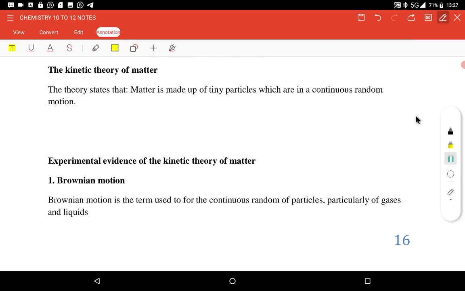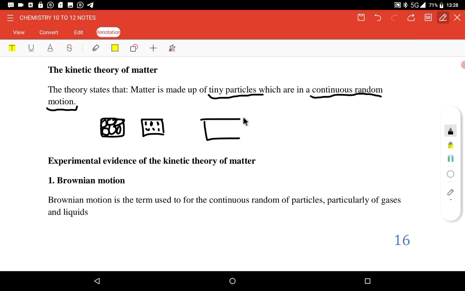The theory states that matter is made up of tiny particles, and these particles are in continuous random motion. It doesn't matter if it's a solid. You remember in solids, the particles are very closely packed. In a liquid, the particles are close together, but at least there is space. And in a gas, the particles move freely because of the spaces in between.